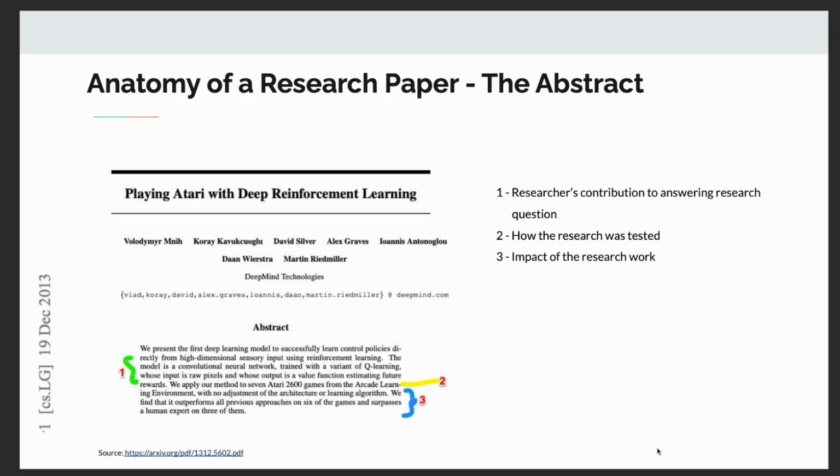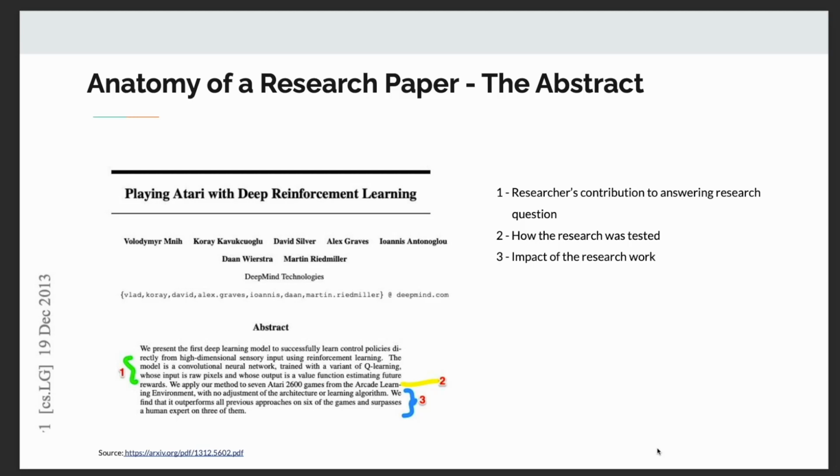So this is another example of a good abstract. This is a paper by DeepMind, and we can see that I've highlighted three sections of the paper. The first section, in the first couple of lines, they talk about the researchers' contribution towards answering a problem. So they state that they're basically using CNNs to train a particular variant of Q-learning to train an agent to learn a control policy for playing Atari games. And section 2 talks about how the research was tested.